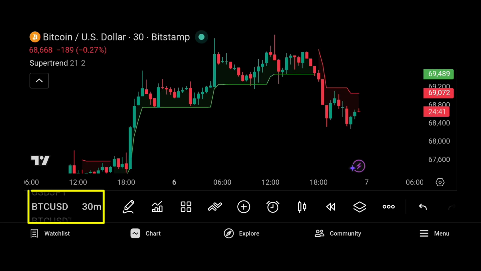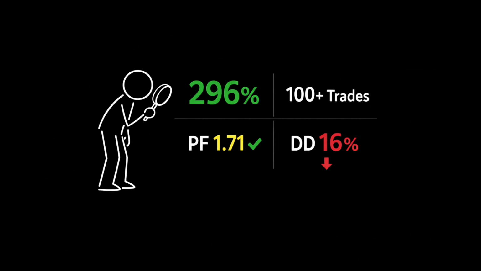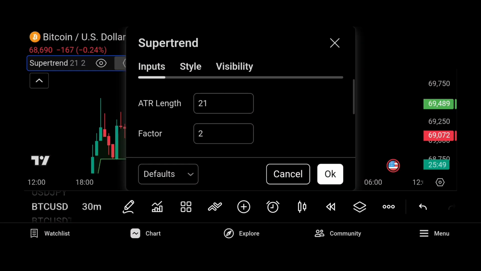Now comes the most important part, the setup that actually works. On the 30-minute time frame, using ATR 21, factor 2, the strategy gave 296% return. More than 100 trades tested, profit factor, 1.71, drawdown, only 16%. This is what we are looking for, good returns, strong profit factor, controlled risk. If I had to choose one setup, this would be it.